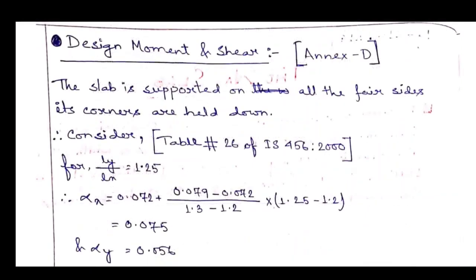Now we have to interpolate. So for alpha x, we have to find the value between 0.072 and 0.079. As per the formula of interpolation, 0.072 plus (0.079 minus 0.072) by (1.3 minus 1.2) multiplied by (1.25 minus 1.2), that is equal to 0.075. So the value of alpha x is 0.075 and the value of alpha y is 0.056. That is also given in the last column of table number 26.